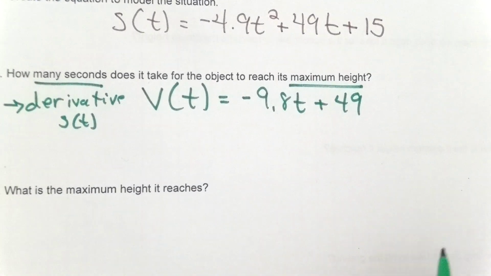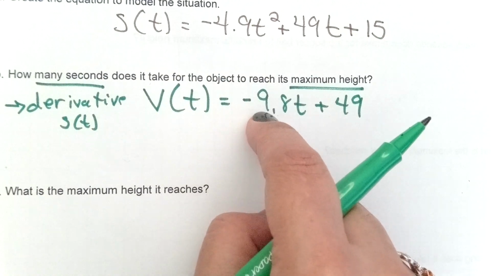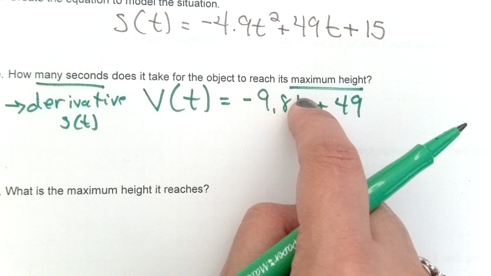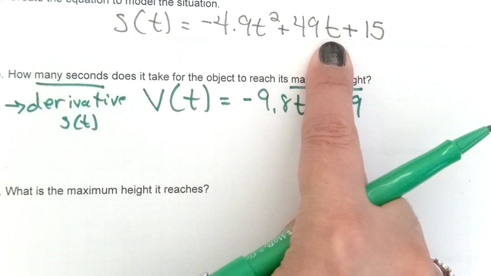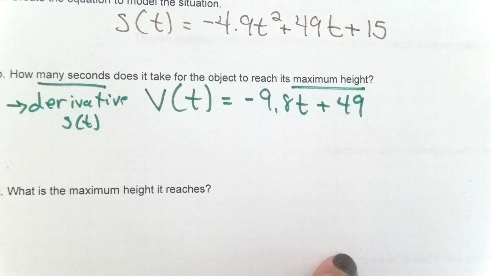All I used was the power rule. I multiplied 2 times negative 4.9, gave me 9.8. Subtracted 1 from the exponent. 2 minus 1 is 1. You don't have to write the 1. And because this is a linear term, we just drop the t and it becomes 49.